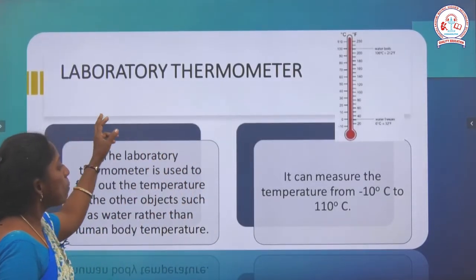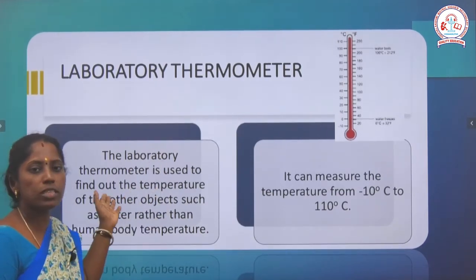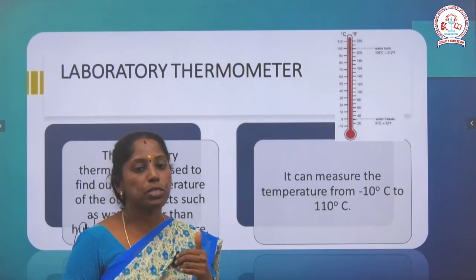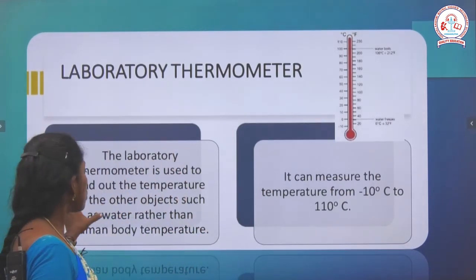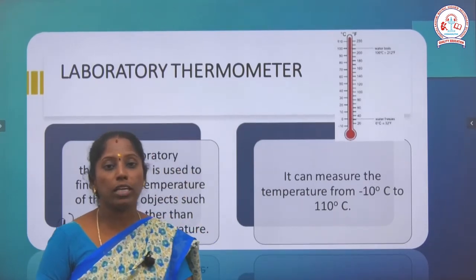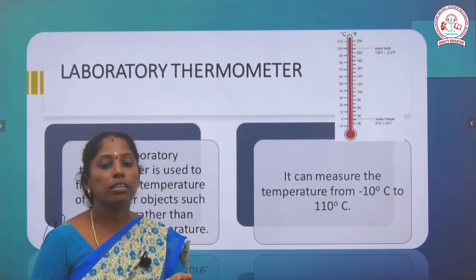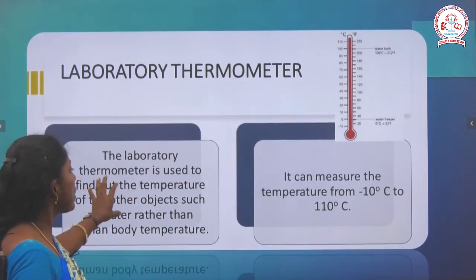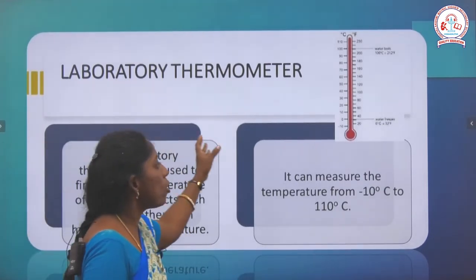I told you, the laboratory thermometer. What is the use of this laboratory thermometer? We are using this laboratory thermometer in labs. What is the use of this one? To check the temperature of fluids other than the human body, like water, and other acids, bases, fluids like that. We can check the temperature of those. We use this laboratory thermometer.